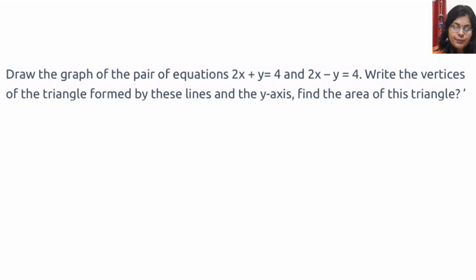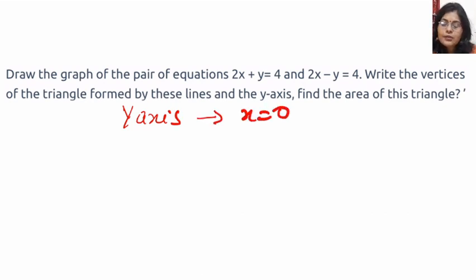Now I am taking one question here. Draw the graph of the pair of equations 2x plus y equal to 4 and 2x minus y equal to 4. Write the vertices of the triangle formed by these lines and the y-axis. Children, what does this y-axis mean? Y-axis means x equal to 0. This you have to keep in mind first of all. This was the first important thing given over here.